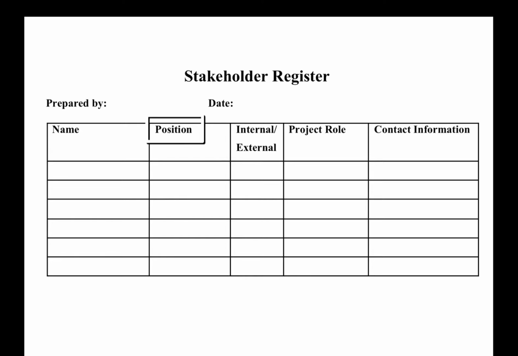The position could be any of the stakeholders mentioned so far. In this case, you state their position with the organization. In other words, org chart type of title. You then identify whether they are internal or external to the organization. Next, you identify their project role, which might be different from their organizational role. In other words, a position in the organization might be Vice President of Human Resources. However, their project role might be sponsor or champion. And obviously, you would state their contact information, such as email, phone, and such. Let's look at one that is filled out.